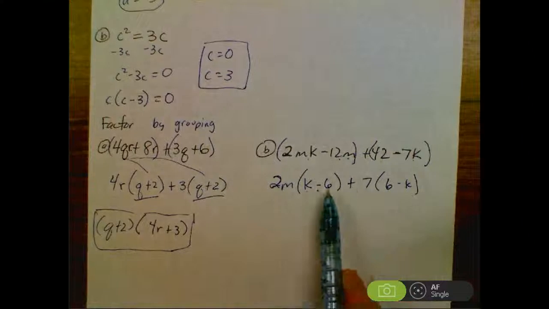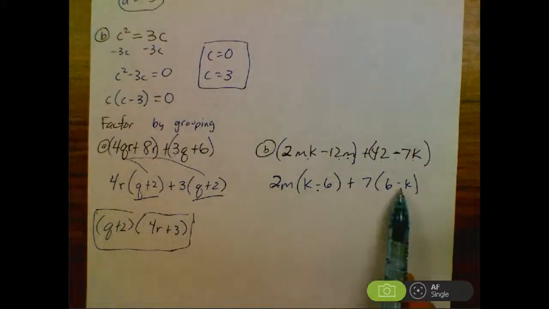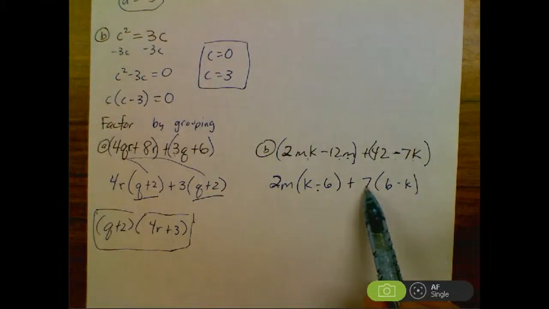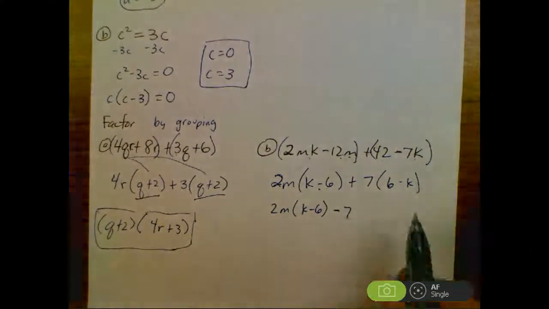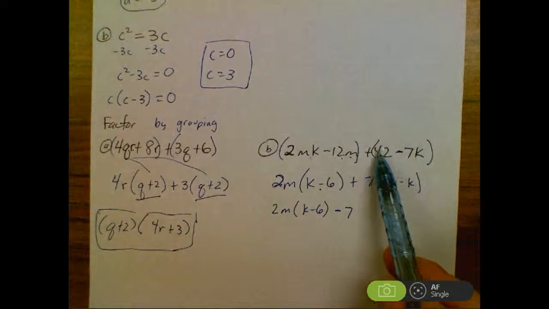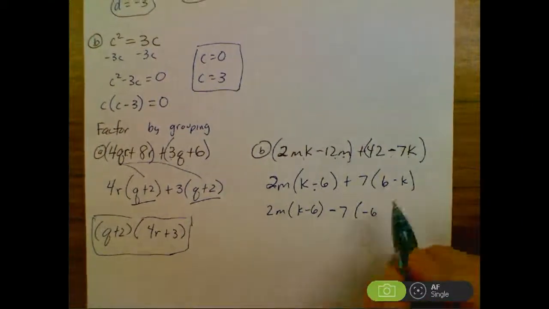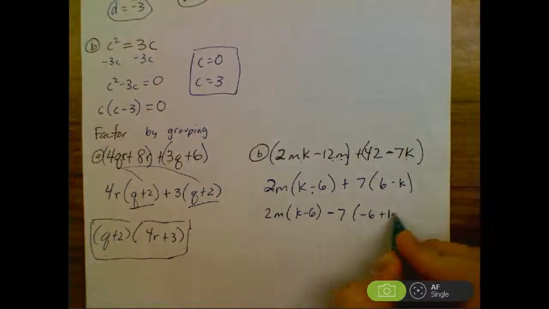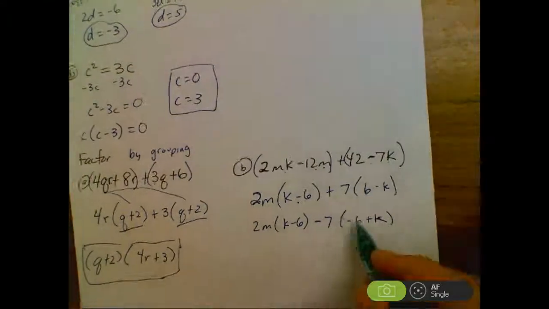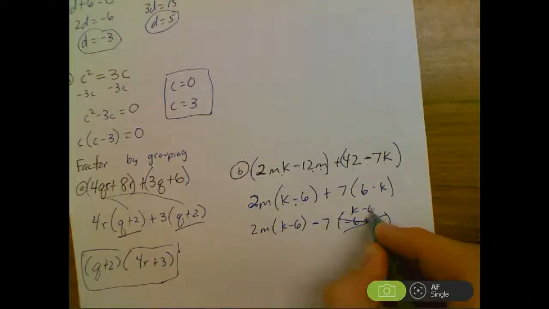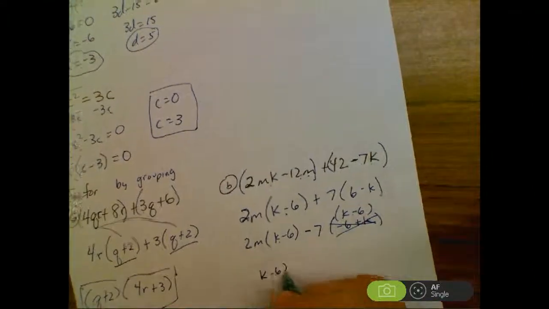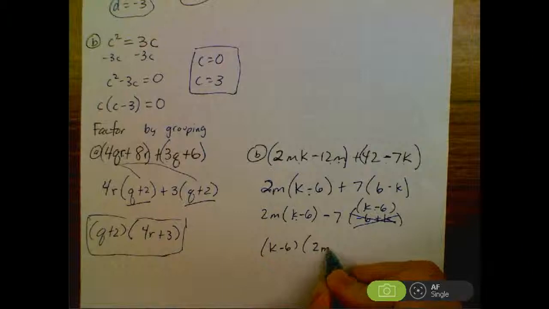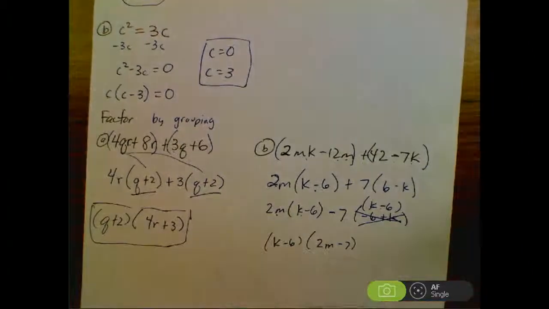Well, these are almost the same. Here we have k minus 6, 6 minus k. If we change this to a negative 7, watch what happens. Minus 7, I'm going to factor out a negative. So if I factor out a negative here, this becomes a negative 6, and this becomes plus k. Or k minus 6. And now we have a k minus 6, k minus 6, so let's factor that out in front. k minus 6 times 2m minus 7. That is your final answer.